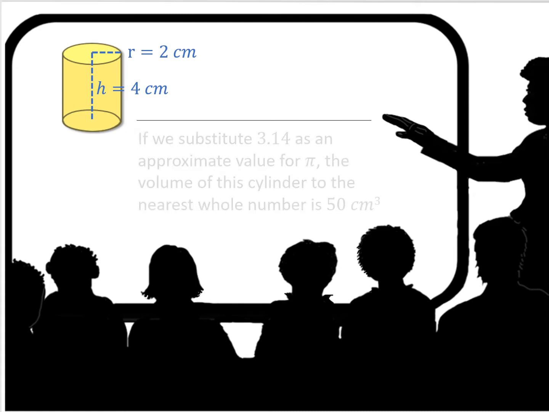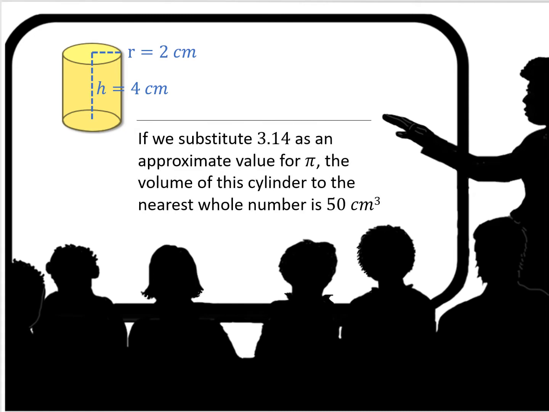Here we have another cylinder. If we substitute 3.14 as an approximate value for pi, the volume of this cylinder to the nearest whole number is 50 centimeters cubed. So this is the same cylinder from the previous example. All I did was substitute 3.14 for an approximate value of pi, and I get 50.24 centimeters cubed. So to the nearest whole number, the volume would be 50 centimeters cubed.